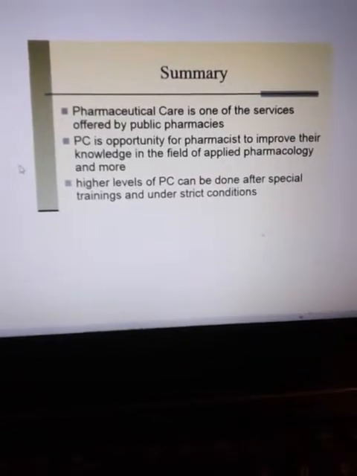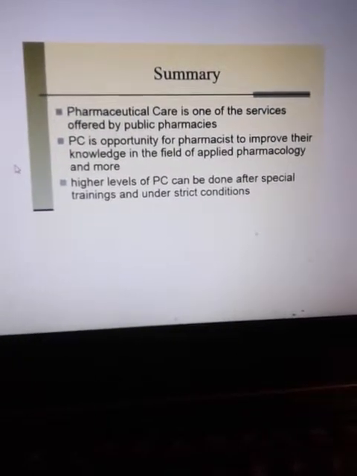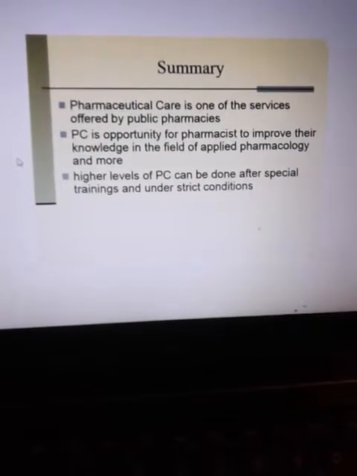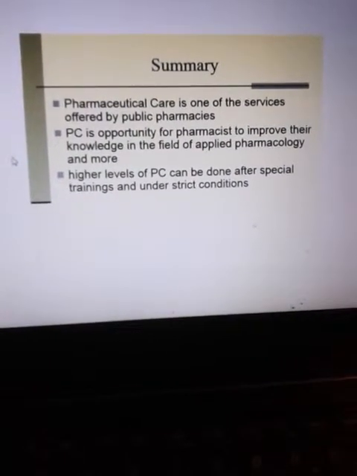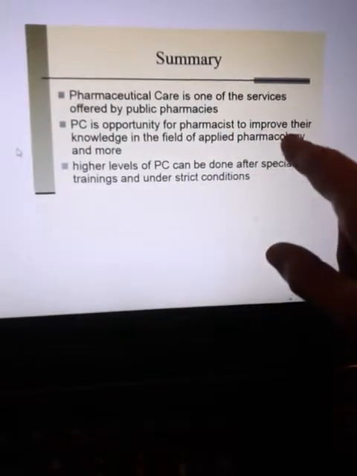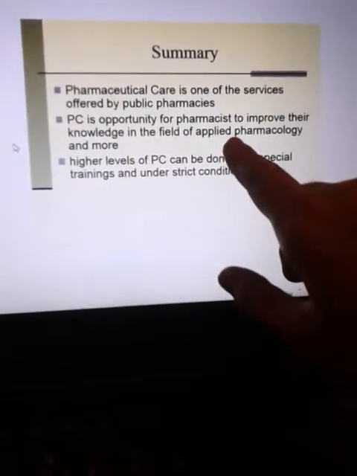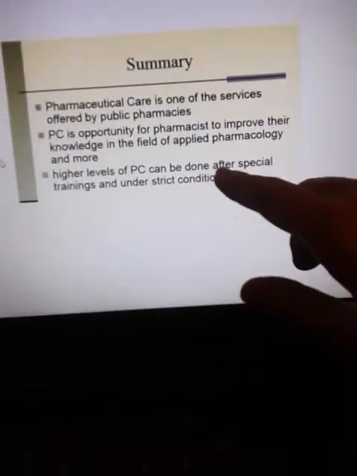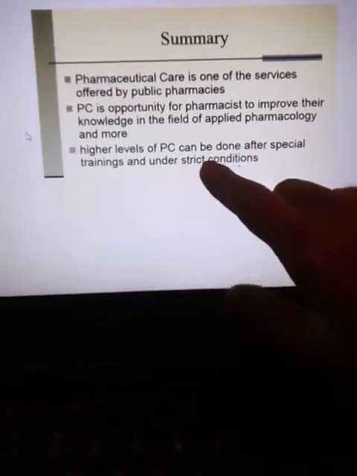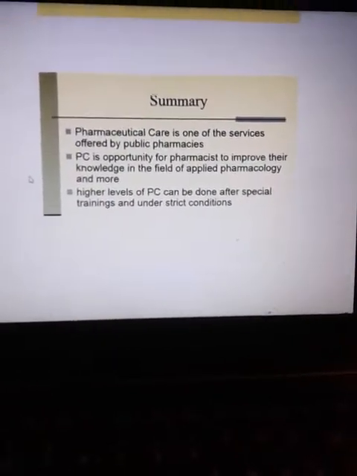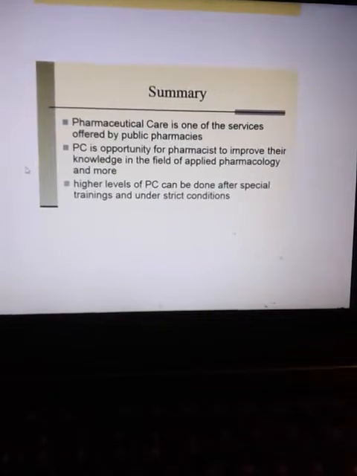Summary. Pharmaceutical care is one of the services offered by public pharmacies. Pharmaceutical care is an opportunity for pharmacists to improve their knowledge in the field of applied pharmacology and more. Higher level of pharmaceutical care can be done after a special training and under a strict condition.